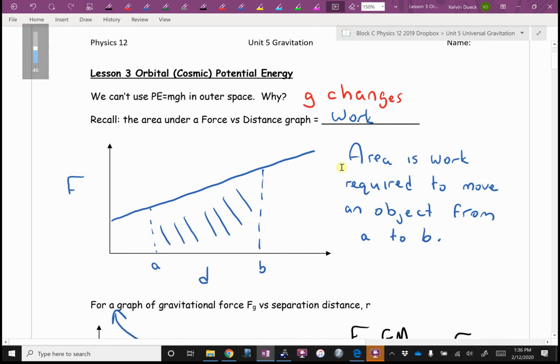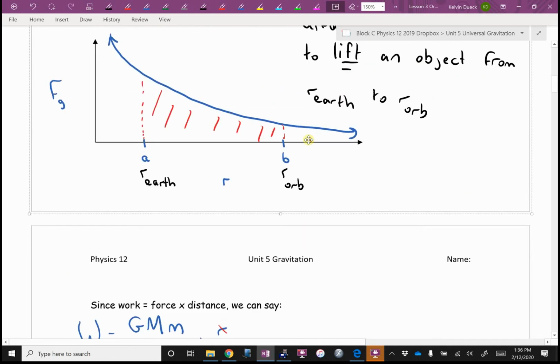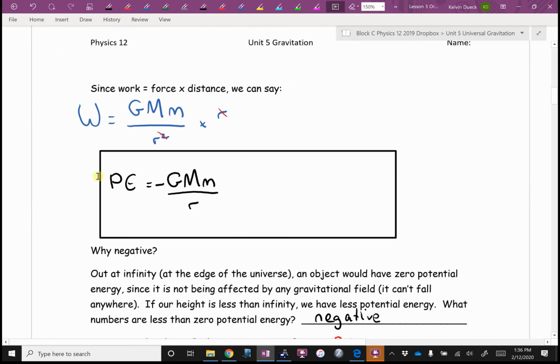So last day we looked at cosmic potential energy. We said we can't use mgh because g changes. I did some calculus speak, and Kedra and Dustin, what you want to write in the box is that one there. Negative PE equals negative big G, big M, little m over R.